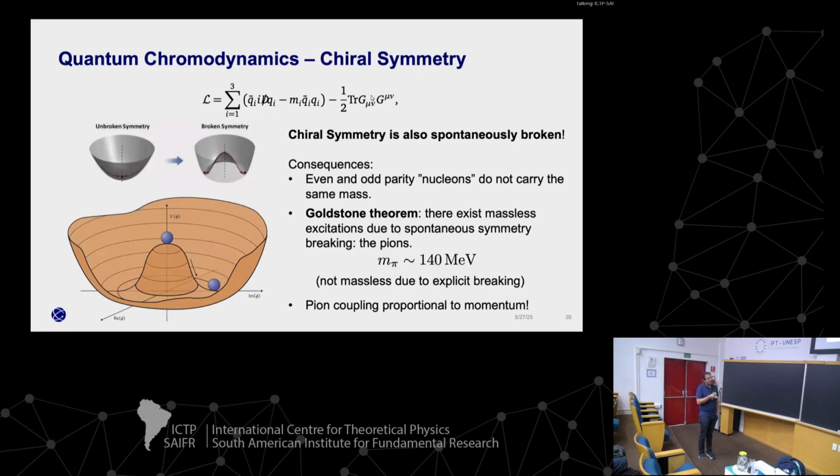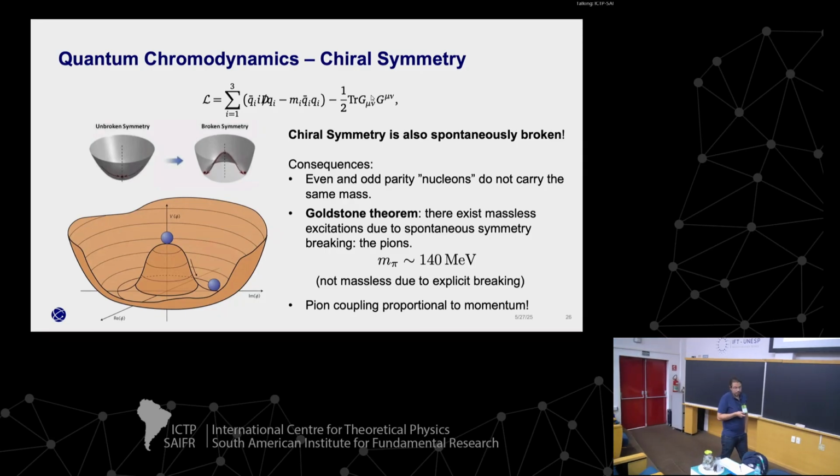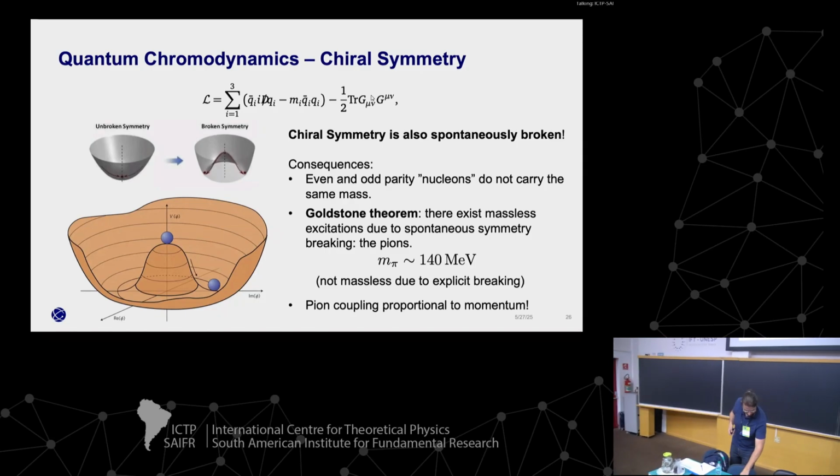And it's not exactly massless because we also have explicit symmetry breaking, because quarks actually do have mass. But it's much, much lighter than any other meson you would see, right? I mean, the next heavier meson, the rho meson or so, it's like 700 MeV, or even a bit larger. So the pion is really much, much lighter than any other meson. And so it's a pseudo-Goldstone boson. It's not a massless excitation, but it's a nearly massless excitation. And the other consequence of all of this is that pions couple to momentum, which will be important later.